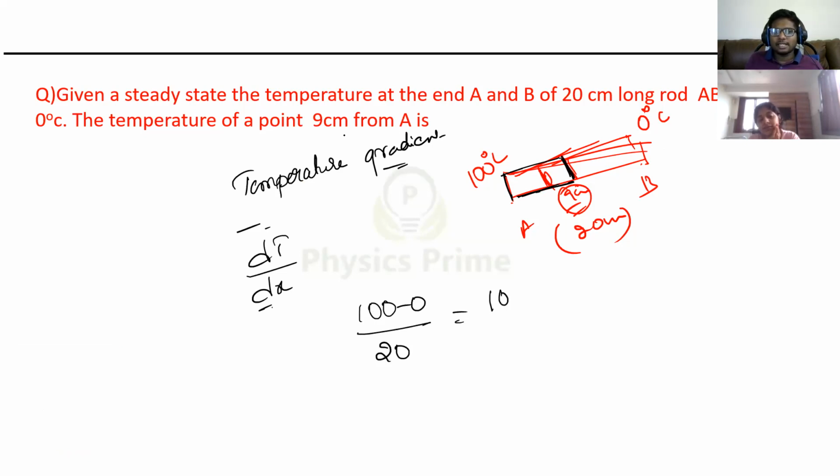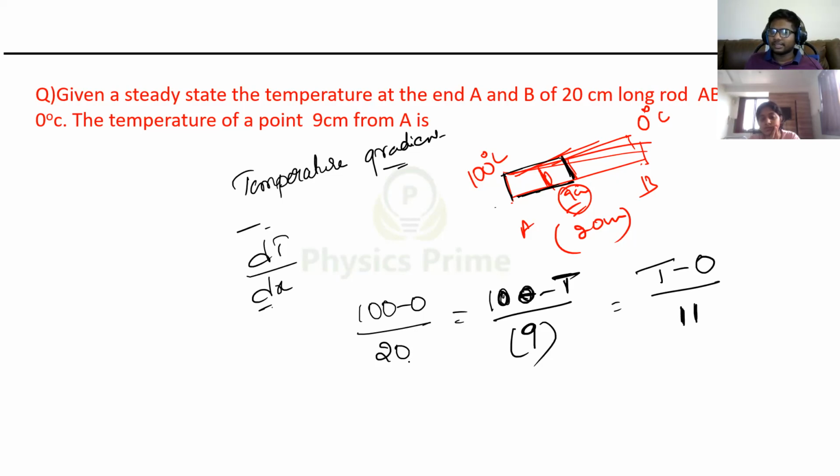The temperature of a point 9 centimeters from A. So can I write this as 100 minus T by 20? Here it is 9 centimeters, right? Otherwise, we can write this as T minus 0 by 9 centimeters from A, meaning 11 centimeters from B. This one also you can get.